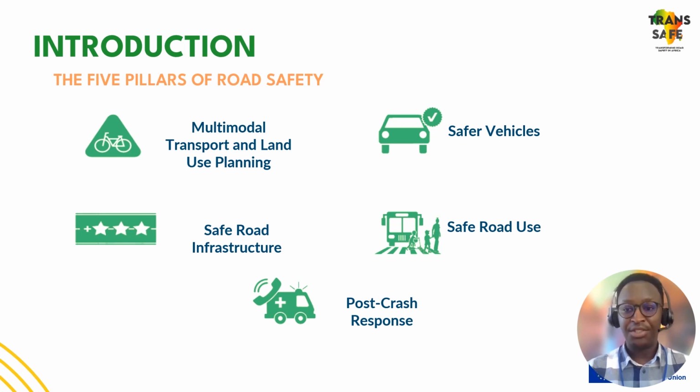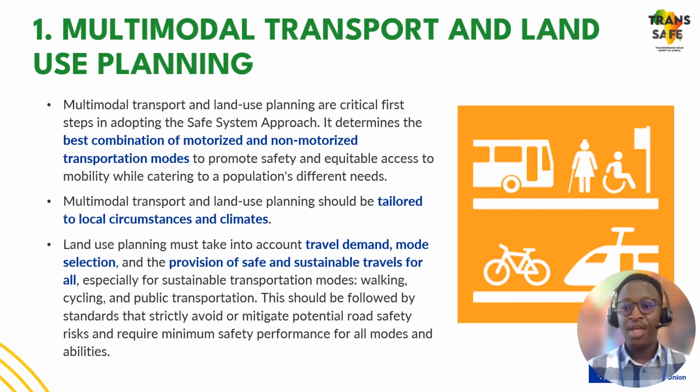A brief introduction. There are 5 pillars of road safety in the safe system approach, and they include multimodal transport and land use planning, safe road infrastructure, safer vehicles, safe road use, and post-crash response. The first pillar we get to look at is multimodal transport and land use planning.